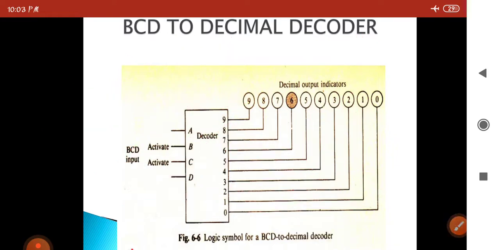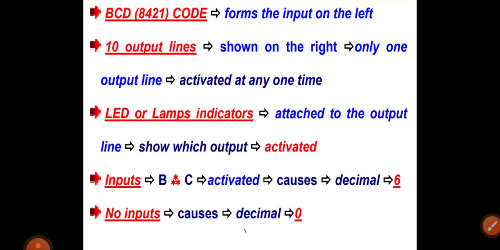For the 0 output, all of ABCD are zeros. For 1, only D is active. The other ones are off. If you give the input here, you get the output of the BCD to decimal decoder. This is the symbol of that.